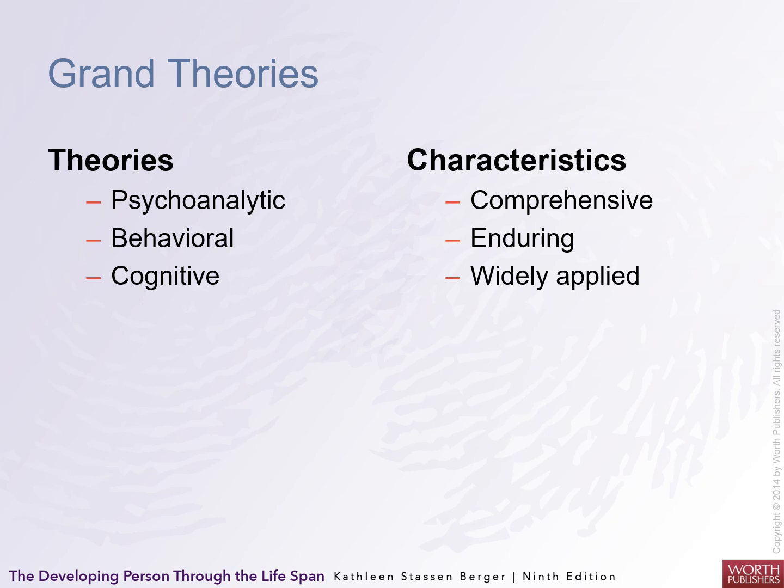The major grand theories, I'm not sure how grand they are as far as elegance, but they're the big ones, include the psychoanalytic or often called psychodynamic theory, the behavioral theory, and the cognitive theory. And actually, behavioral and cognitive have sort of joined forces together, but they're the big three. And the characteristics that make them grand, I suppose, is that they're comprehensive, they're enduring, that is, they don't disappear, and they're pretty much widely applied to everything.